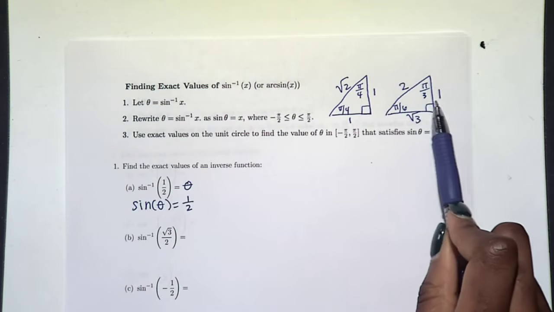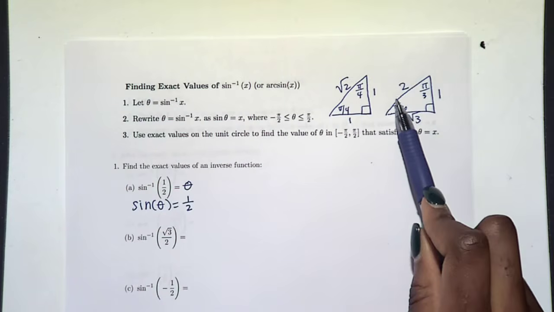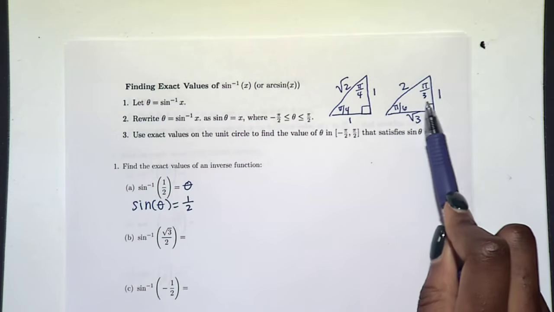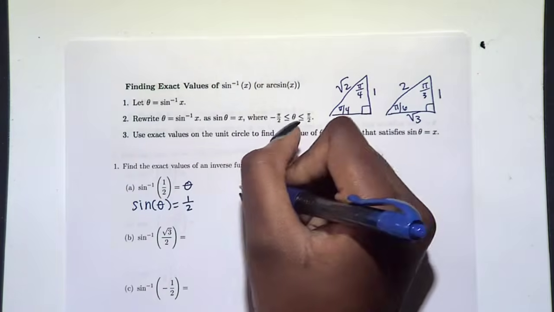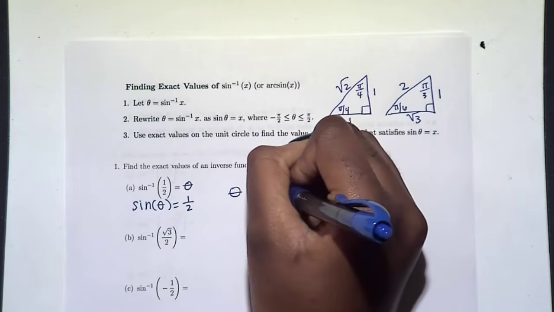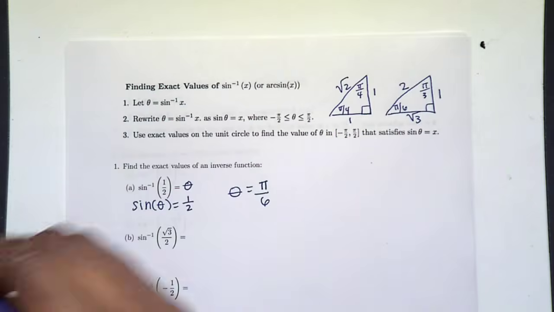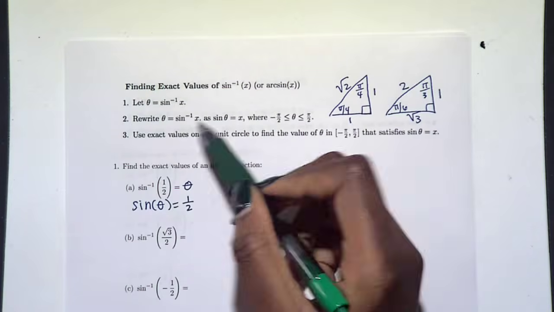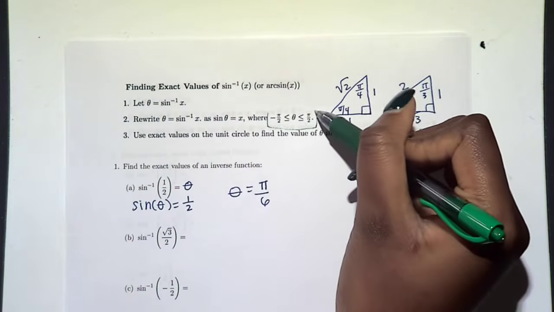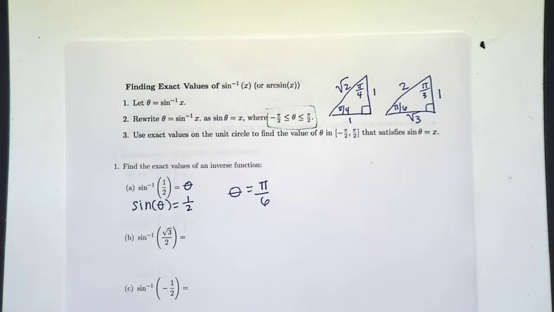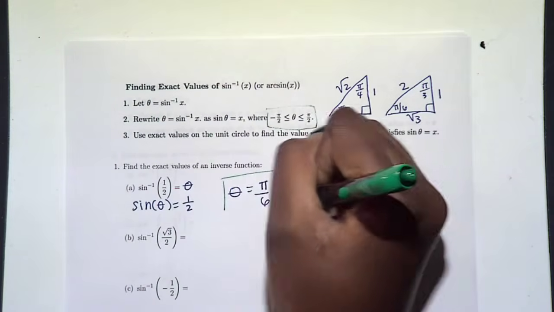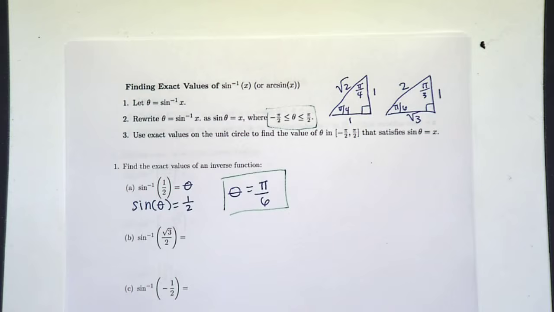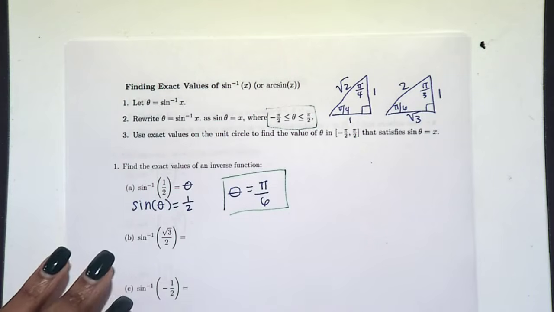So here's 1 and it's opposite pi over 6. So sine of pi over 6 is 1 over 2. So my theta is pi over 6. And I want to check to make sure that that is the correct answer. So remember, if we're going to use sine inverse, our angle must be between negative pi over 2 and positive pi over 2. This one is, so we're good to go. All right, so they're not all this easy. Let's look at another one.